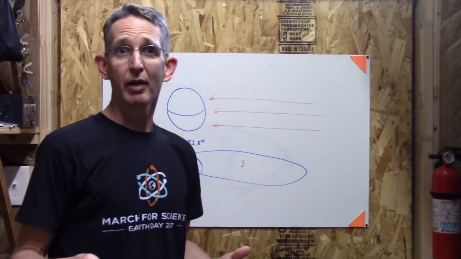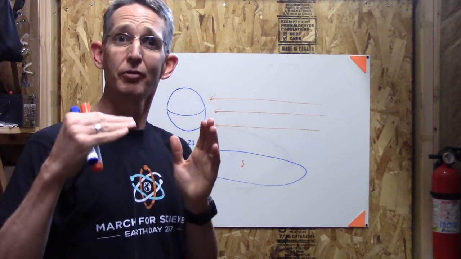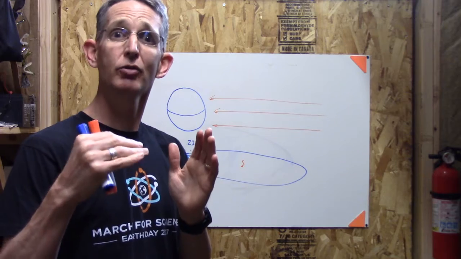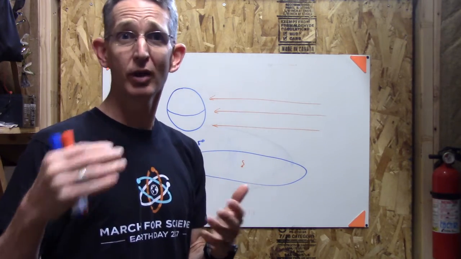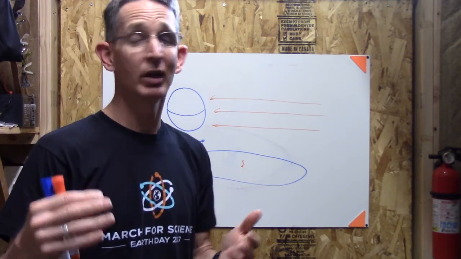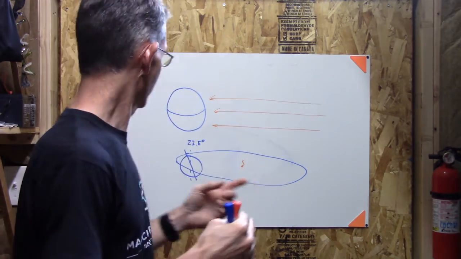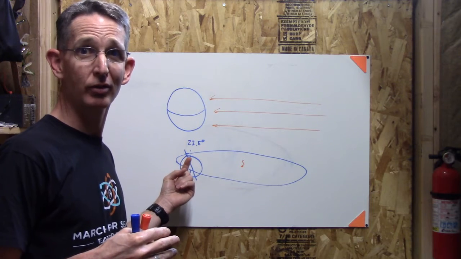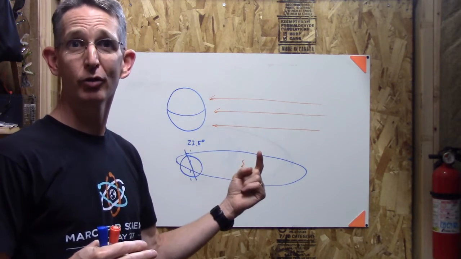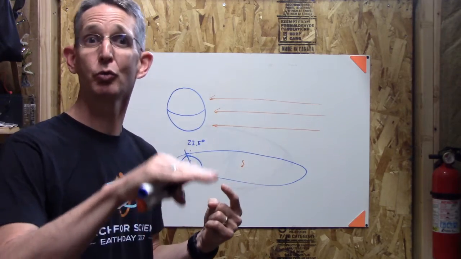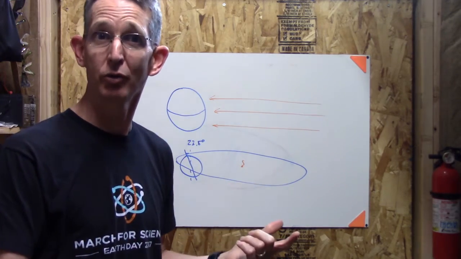So the reason that we have the seasons is because the angle of incidence of the sun's rays on the Earth's surface changes throughout the year, and that changes the intensity of the sunlight we receive. And the reason that angle changes is because the Earth is tilted on its axis, so as we orbit the sun, different parts of the Earth's surface have the sun's rays directly overhead at different times of the year.